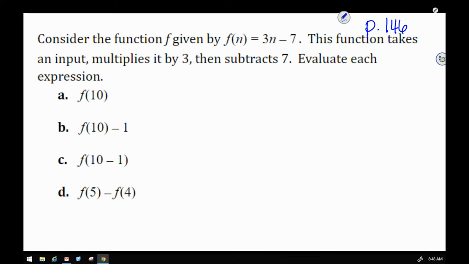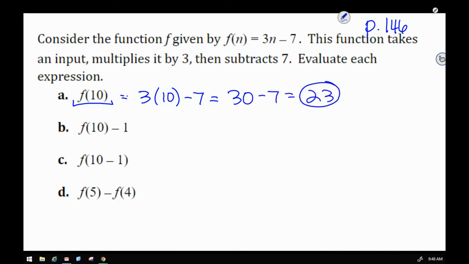Okay, so walking around, most of you already know this, but what does this actually mean? f of 10, what does that actually mean? n equals 10, so we take 10 and we plug it in. So this would be 3 times 10 minus 7. What's 3 times 10? 30 minus 7 is 23.